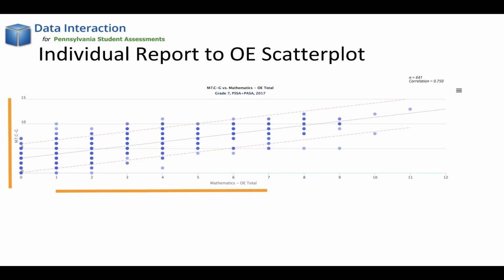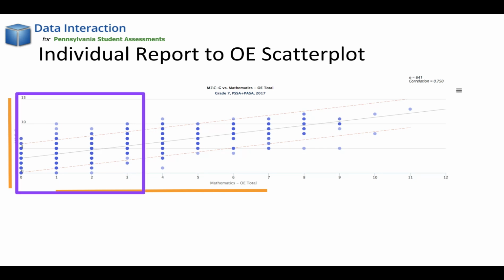So if it's a very light colored dot, there may be 1 or 2, but as we get into the darker shades of blue, there are 3, 4, or 5, whatever number of dots layered on top to represent that there's more than one student with that exact same score. It is a correlation, and the correlation happens to be 0.75. That's a pretty strong correlation. And what do I know about that correlation?